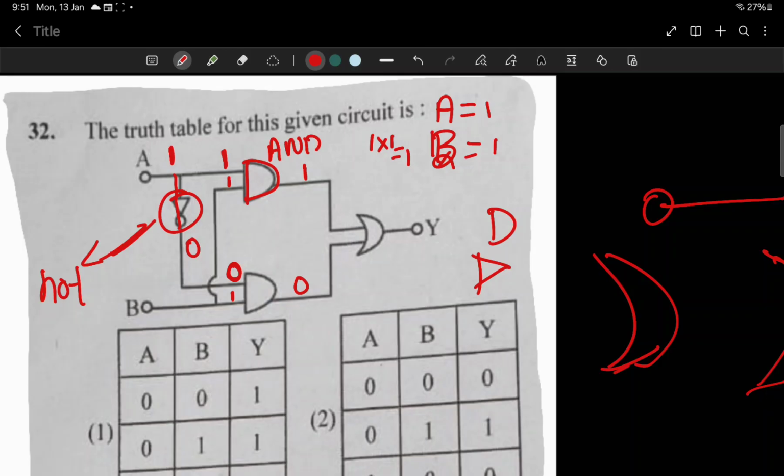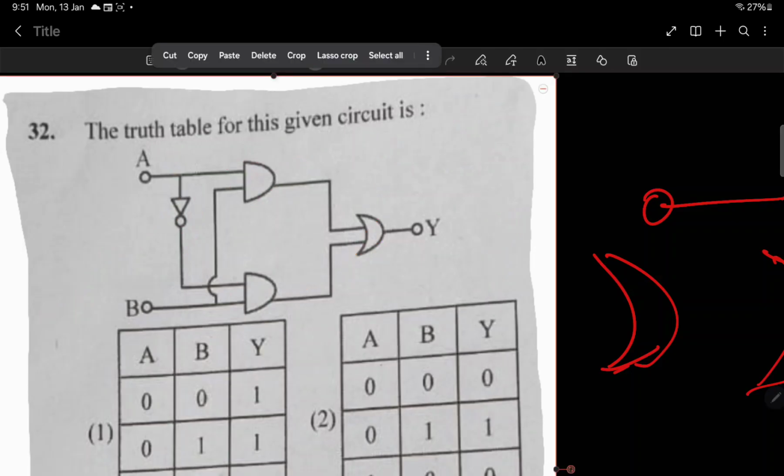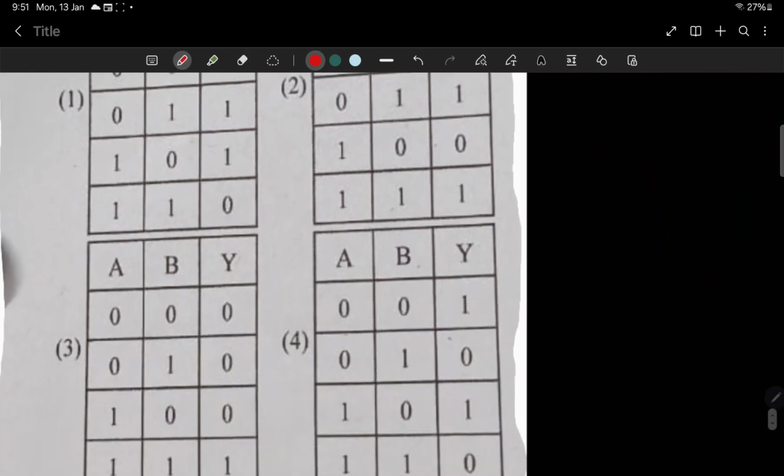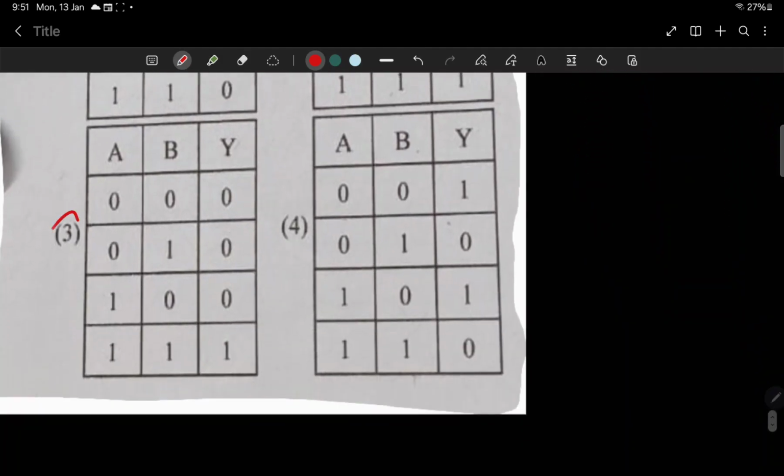Which operator is it? Yes. We are having here the OR operator, or addition. So 1 plus 0 is how much? Here 1, here 0. 1 plus 0 is equal to 1. So let us check the options and eliminate accordingly. 1 1 1, this can be the answer.